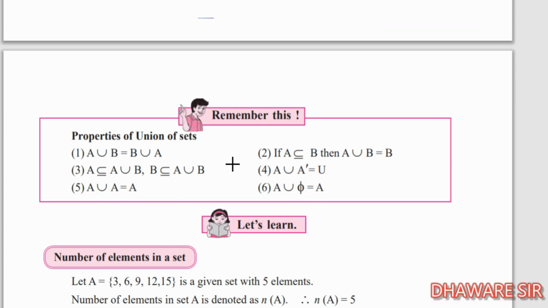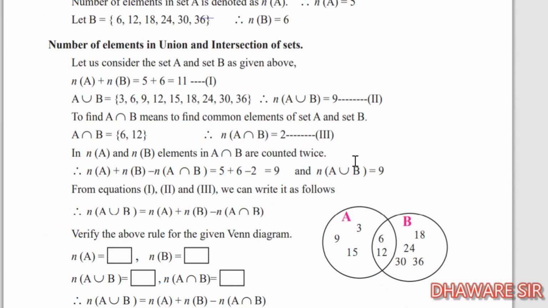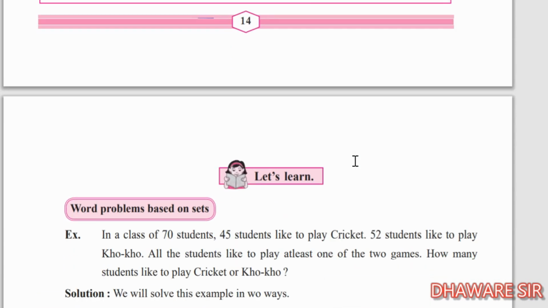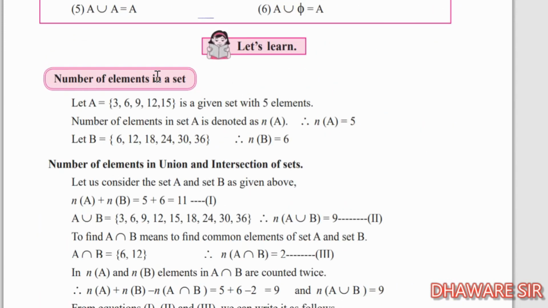Then the last one is the number of elements in a set. Let A be equal to 3, 6, 9, 12, 15. This is a given set with 5 elements. We are just counting the elements in set A. How many elements are there? Let us see: 1, 2, 3, 4, 5. So these are the 5 elements, indicated as the number of elements.